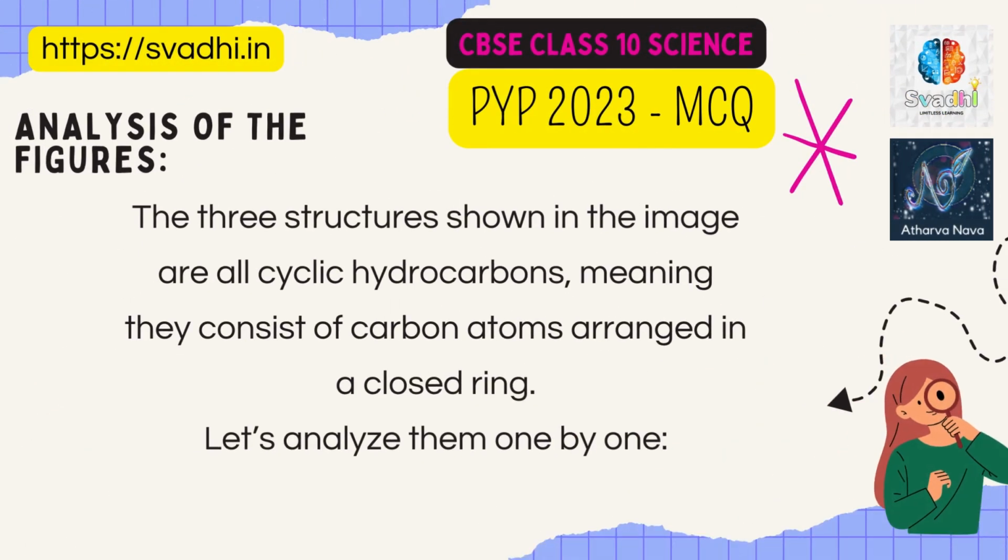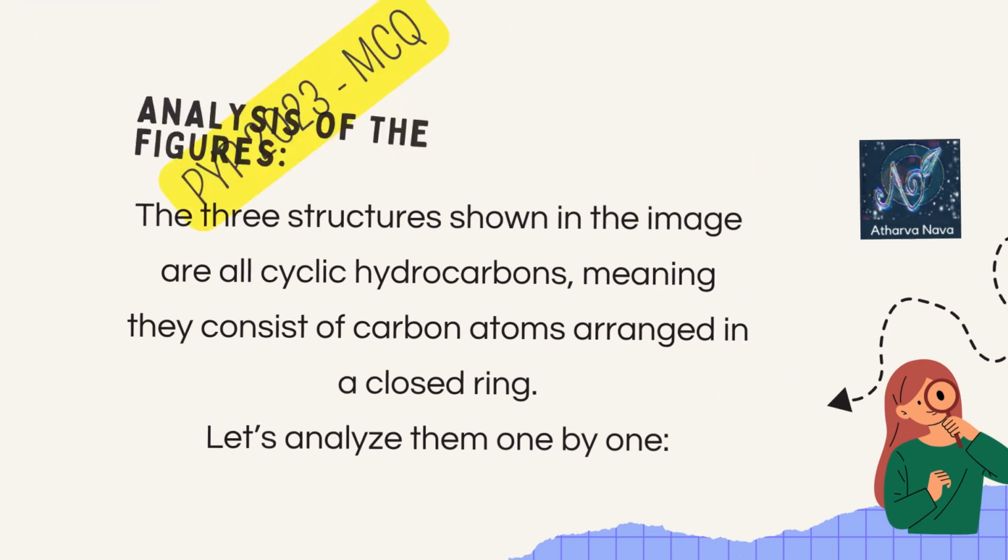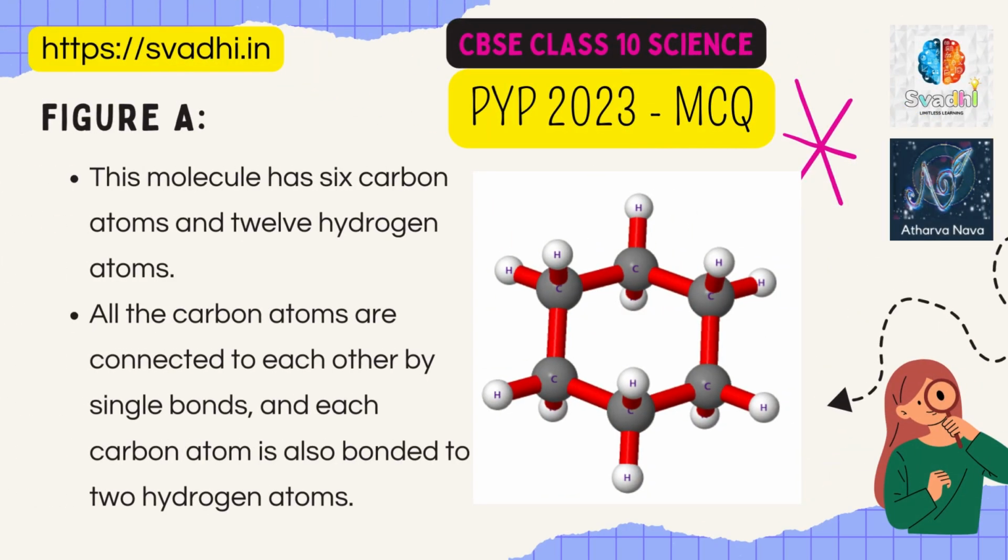Analysis of the figures. The three structures shown in the image are all cyclic hydrocarbons, meaning they consist of carbon atoms arranged in a closed ring. Let's analyze them one by one. Figure A. This molecule has 6 carbon atoms and 12 hydrogen atoms.